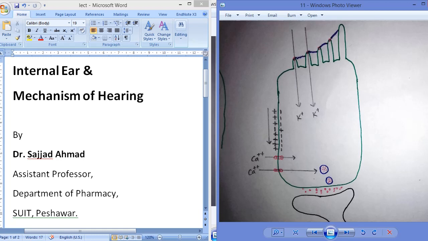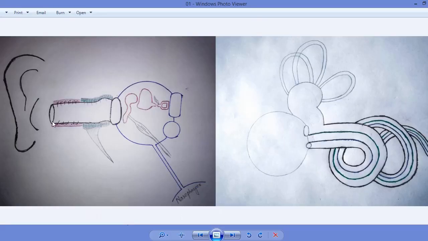Bismillahirrahmanirrahim. Today we are going to learn about the internal ear and mechanism of hearing. To know about it, we are going back to the previous lecture. In the previous lecture, we learned about the external ear and middle ear, and today we will learn about the internal ear. The external ear ranges from pinna to the tympanic membrane, and the middle ear consists of all those structures which are enclosed in the tympanic cavity.